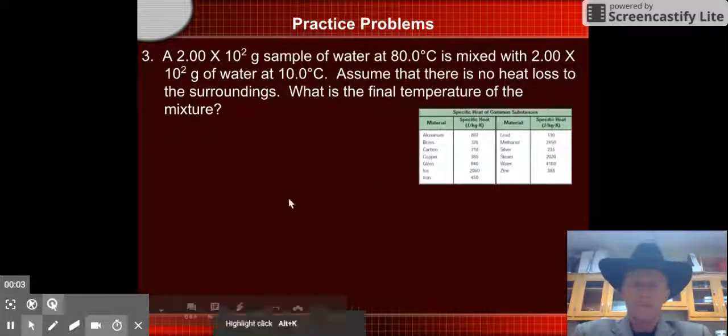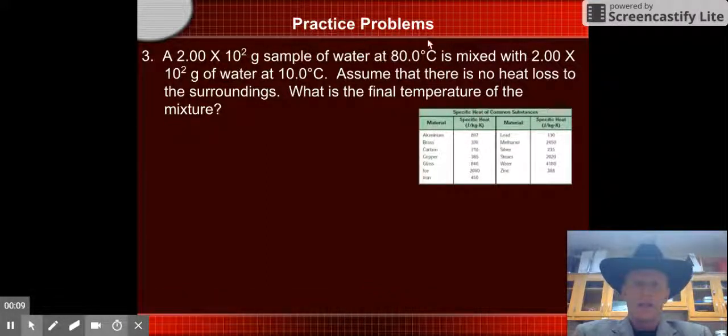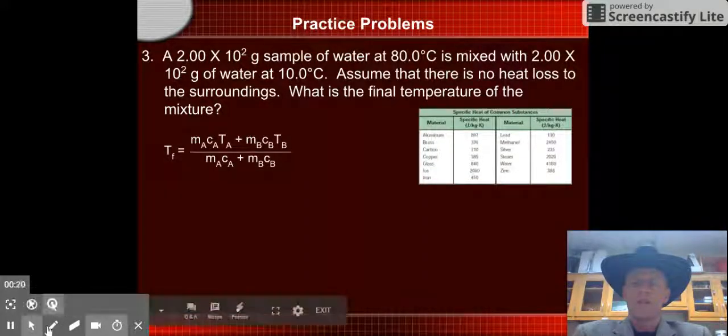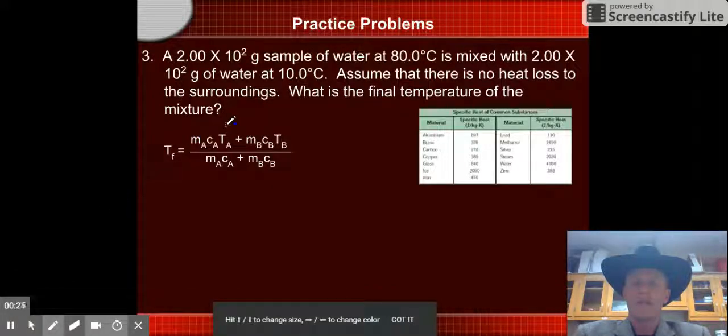We are going to finish our discussion on this with two problems, one on each of the tougher equations that we learned. This one is asking what is the final temperature of the mixture, which tells us we want that big fraction. On this big fraction, we are trying to focus on two different items, and they're sort of separated right there at the pluses.